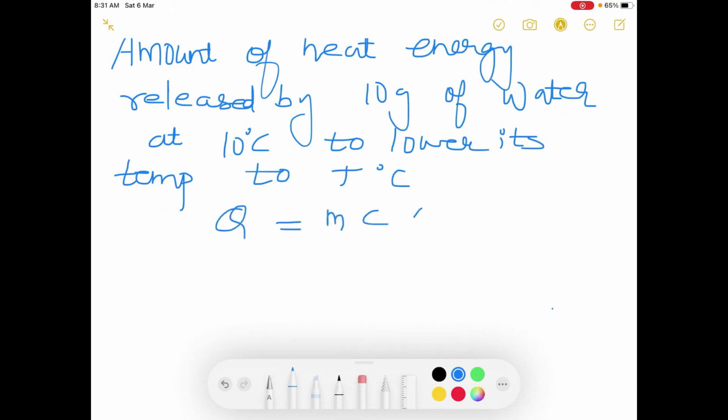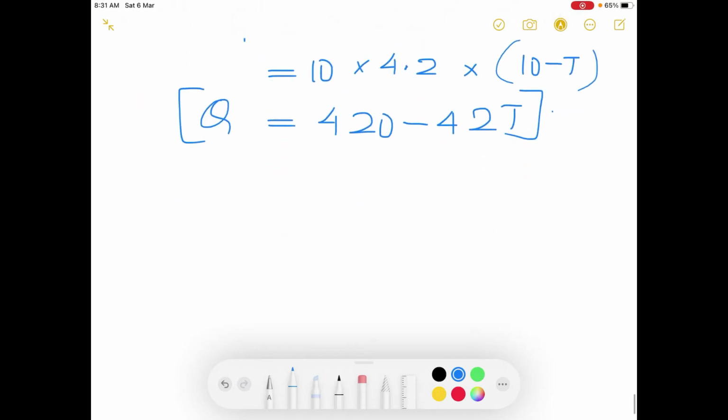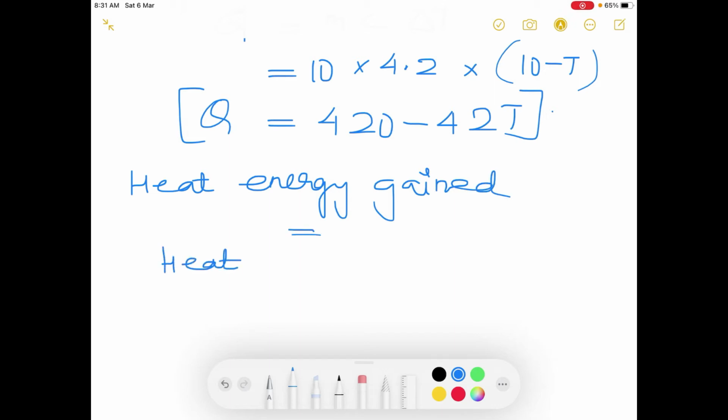That is equal to mc delta T. So 10 multiplied by 4.2 multiplied by final temperature T જેટલું, initial temperature 10 જેટલું, 10 minus T. Calculate કરશું તો we will get 420 minus 42 T. Now this is Q. As per the principle, what is it that heat energy gained equals to heat energy lost? લખી નાખીએ that heat energy gained will be equal to the heat energy lost.